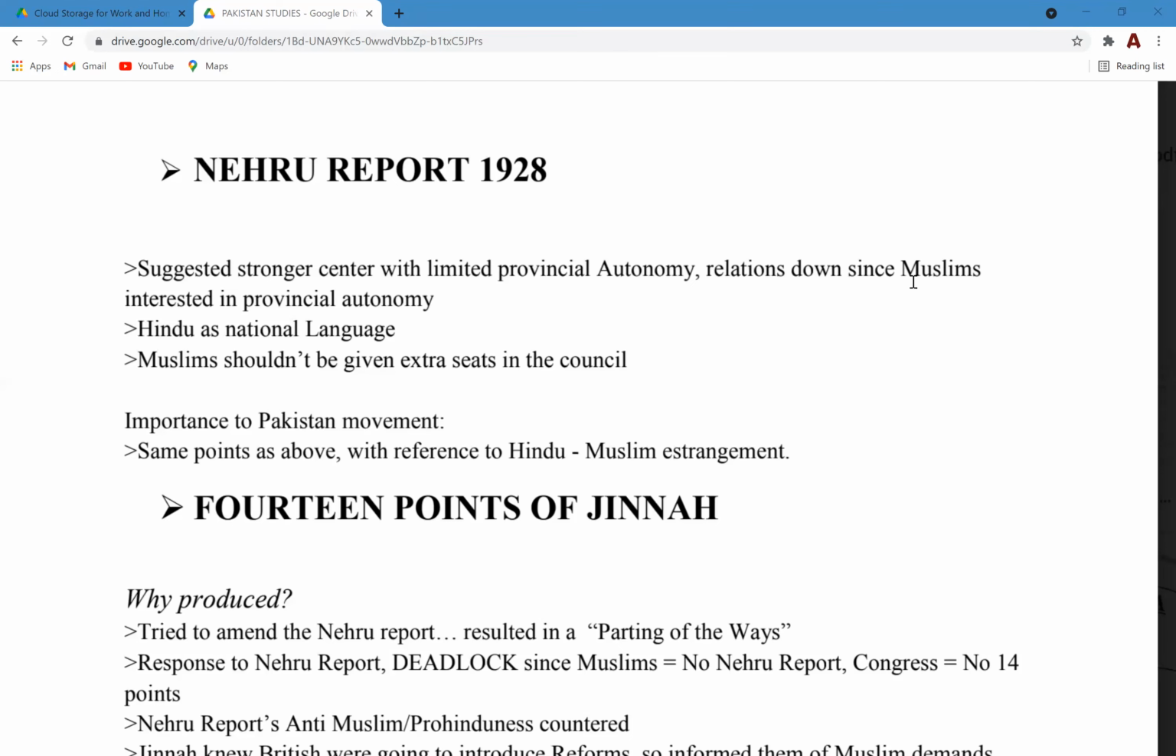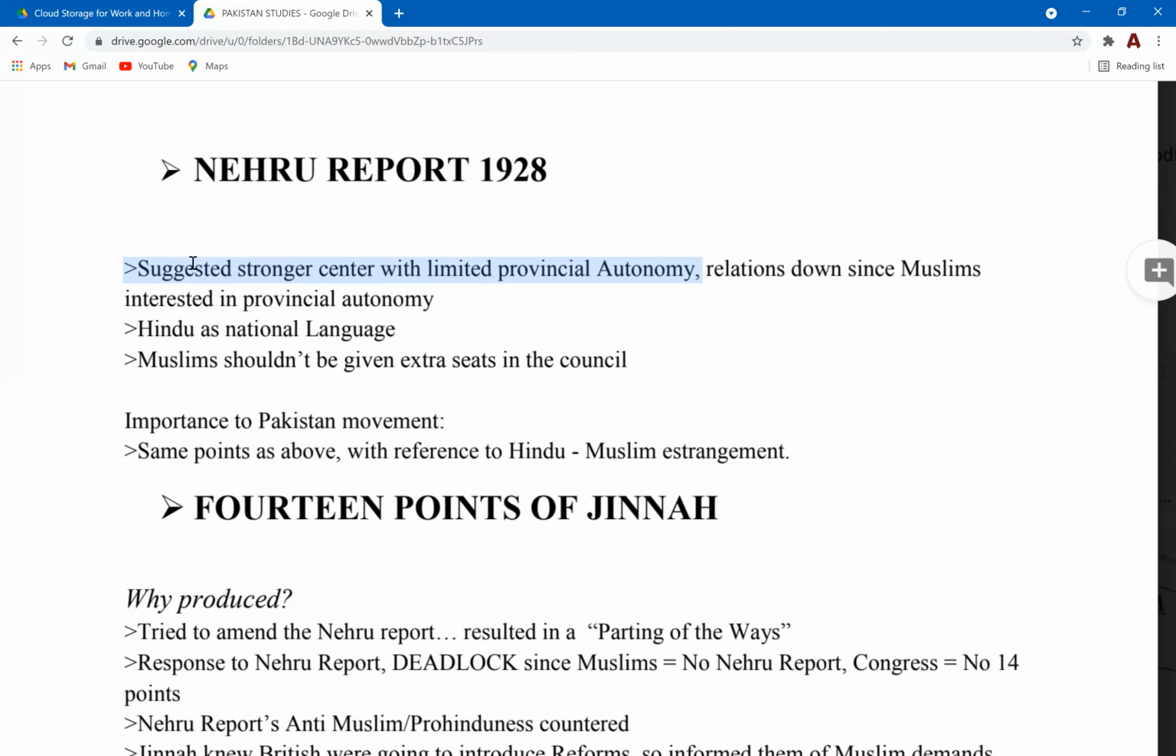The points that were suggested in the Nehru Report were, first of all, a strong center with limited provincial autonomy, whereas Muslims were interested in provincial autonomy. This first point suggested that India should be governed through a central government. There shouldn't be any provincial autonomy. Provincial autonomy is that every province must have a separate government, a separate governor, and they should be responsible for their own matters. Nehru Report, however, suggested that there should be a central government managing the affairs of all the provinces, and provinces should be answerable to the government instead of their own governors. This point was directly in clash with the Muslim ideology. Muslims were always campaigning for provincial autonomy.